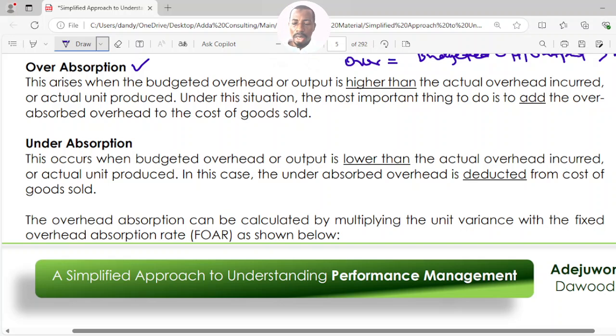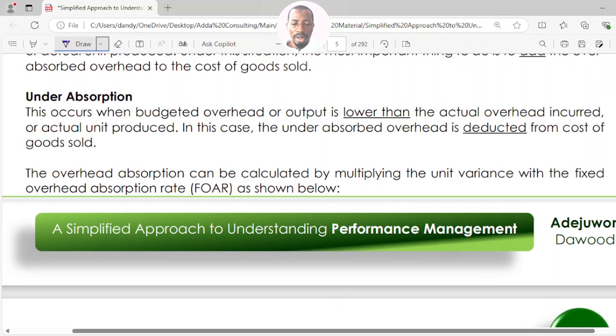It is also possible that the overhead absorption may not be given to you directly. In fact, in most cases it will not be given to you directly. You are the one that will work it out. So when you want to determine the value of the over or under absorbed overhead, first thing first, you need to determine the difference in units. Once you have the difference in units, you then multiply with the fixed overhead absorption rate.